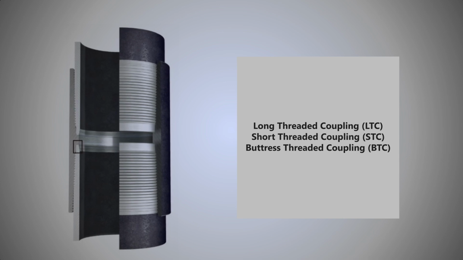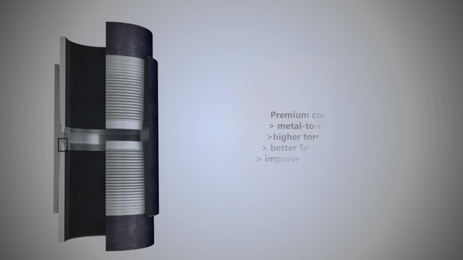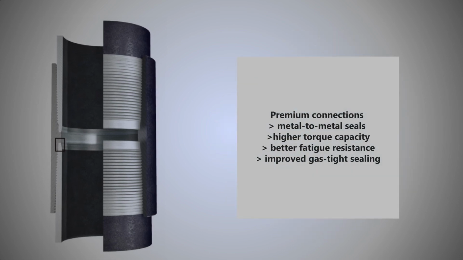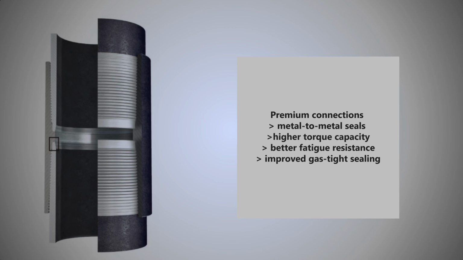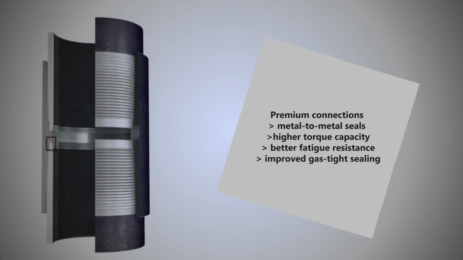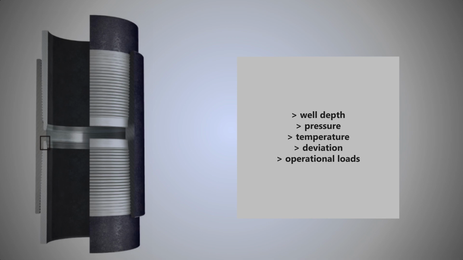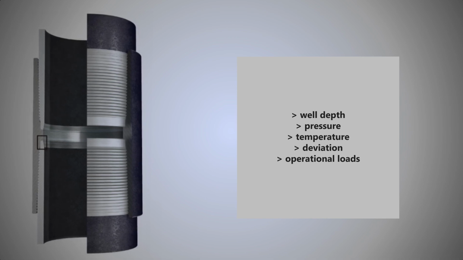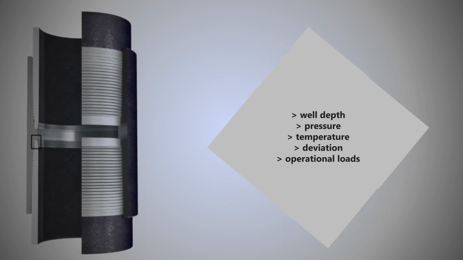While API connections are widely used and cost-effective, they may not be suitable for high-pressure or high gas-oil ratio wells. In such cases, premium connections are used. Premium connections offer metal-to-metal seals, higher torque capacity, better fatigue resistance, and improved gas-tight sealing. The choice of connection depends on well depth, pressure, temperature, deviation, and operational loads. A weak connection can compromise the entire casing string, regardless of pipe quality.